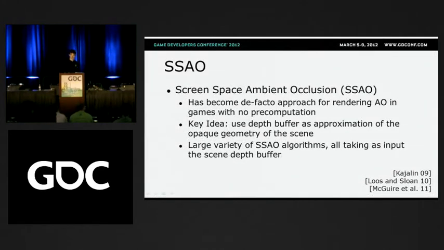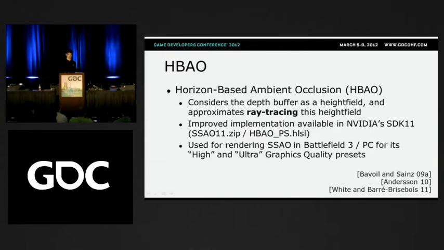So briefly, I assume most of you are familiar with SSAO. I just want to do a quick recap. According to me, it has become now the de facto approach for rendering AO on dynamic scenes in games with no pre-computation. The basic idea is to use the scene depth buffer as an approximation of the scene geometry. And there are various ways of using that depth information. I won't go in detail here, but here are some references if you're more interested.